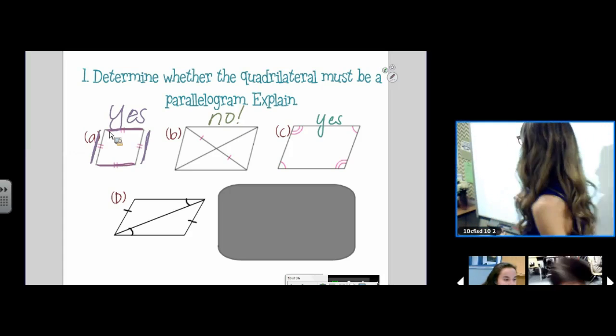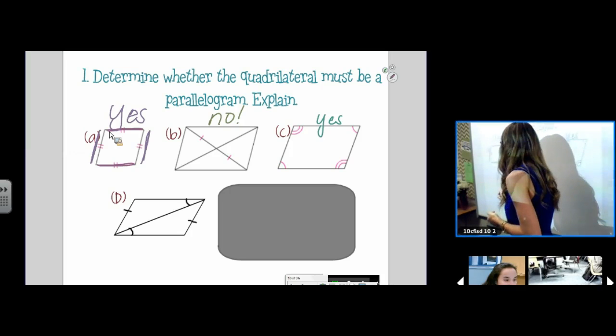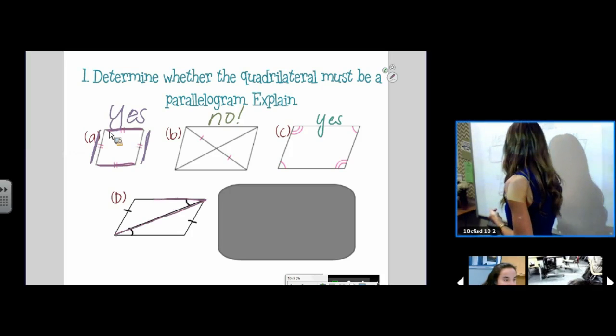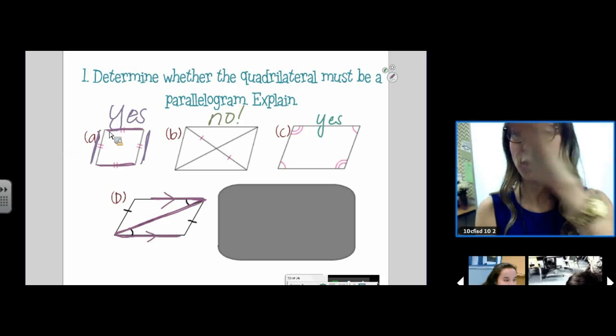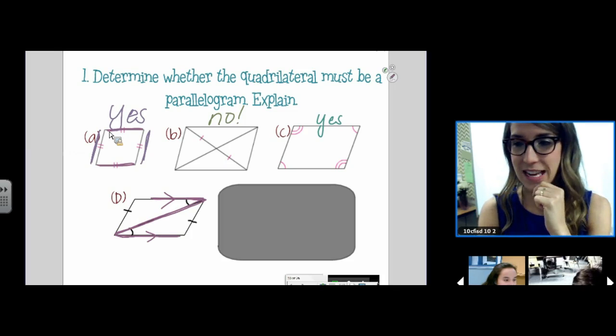So I always tell my students to draw the letter Z. It might be a backward Z. It might be a forward Z. If you draw the letter Z, you will know where to put the arrows. Make sure you're grabbing the angles when you draw the letter Z.